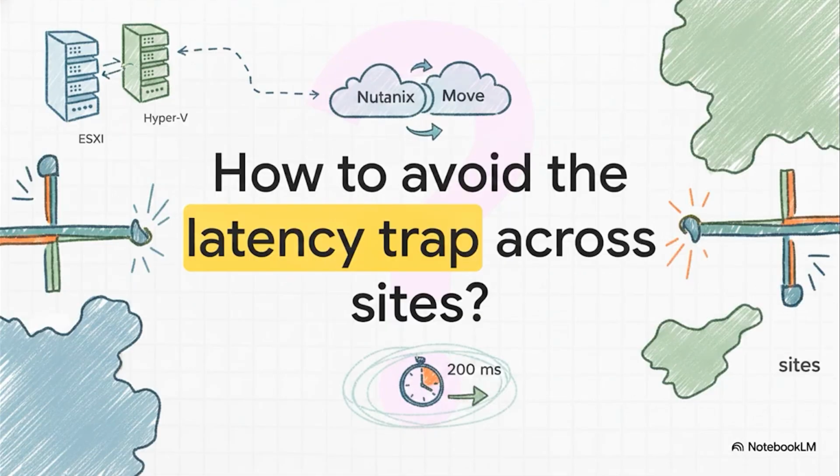As you wrap up your preparation for the certification, I want to leave you with this to ponder. Given a complex legacy environment that spans both ESXi and Hyper-V, how will you dynamically architect your Move deployment to guarantee minimal downtime while expertly avoiding that 200 millisecond latency trap across different geographic sites? It's like a giant puzzle, right? But if you can master that scenario, you will absolutely master Objective 9.1. Good luck on the exam, you're going to crush it.